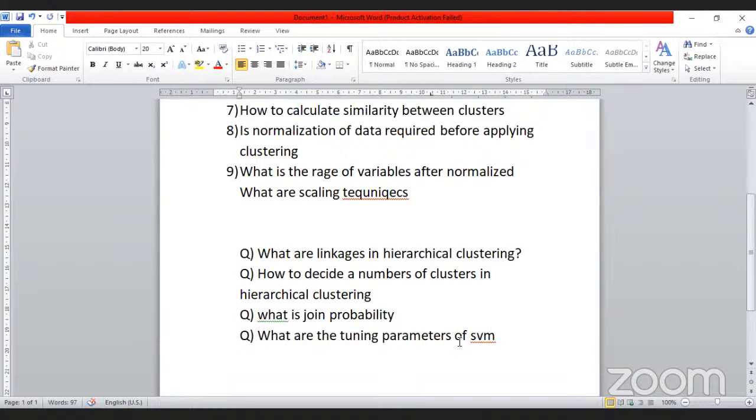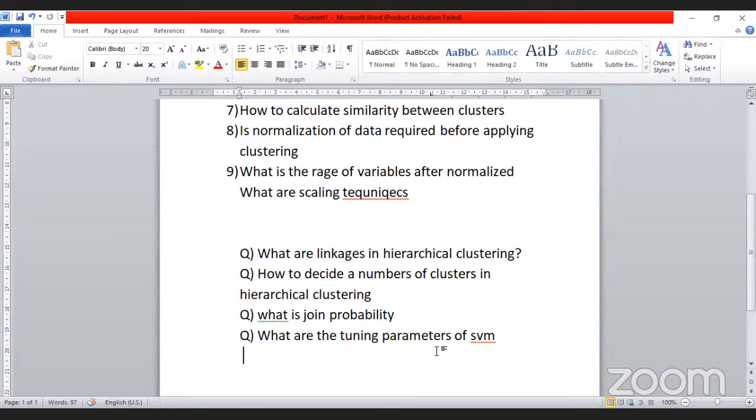Firstly, SVM means the support vector machine. The tuning parameters of that are regularization, kernel technique, gamma, and margin. These are the tuning parameters for an SVM.